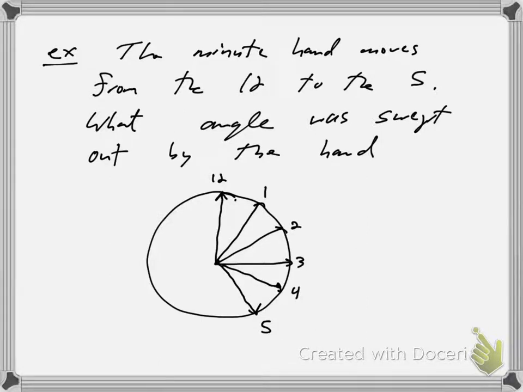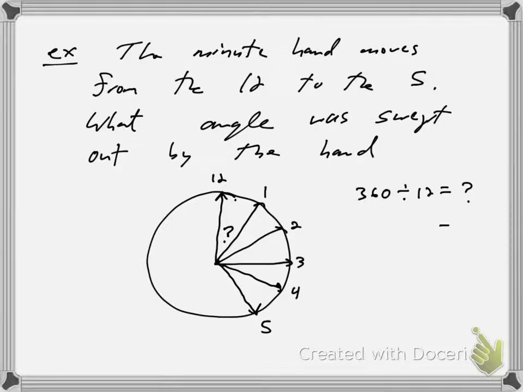So what is swept out? The question mark is, what is swept out by each number? Well, there's 12 of them. We know that all the way around is 360. So that means 360 divided by 12 would give me my question mark, because there's 12 different numbers. Well, what's 360 divided by 12? That is 30 degrees.